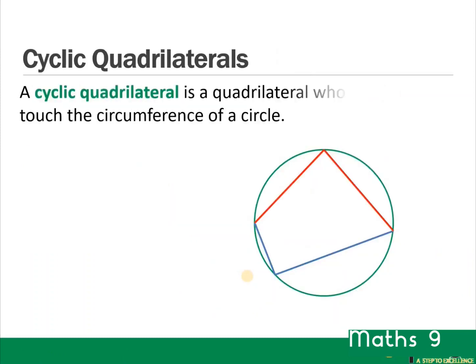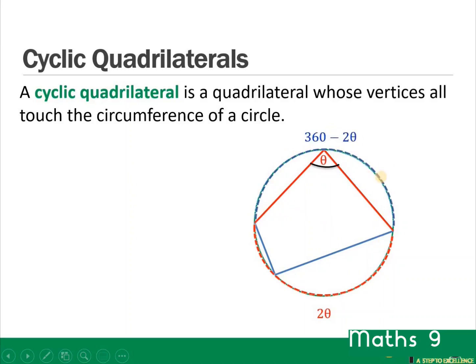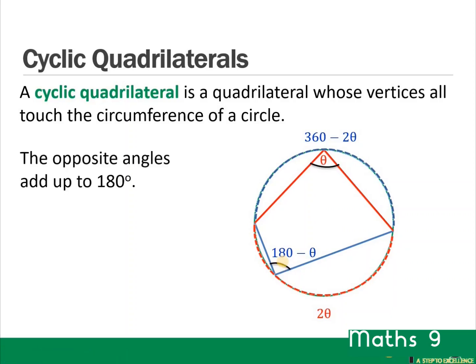Cyclic quadrilaterals. A cyclic quadrilateral is a quadrilateral whose vertices all touch the circumference of a circle, like in this example here. If this angle here is theta, then the measure of this arc here is 2 theta, which means that the measure of the remaining arc is 360 minus 2 theta. But then that means that this angle here is half of that, so 180 minus theta. So we can see that the opposite angles in a cyclic quadrilateral add up to 180 degrees.